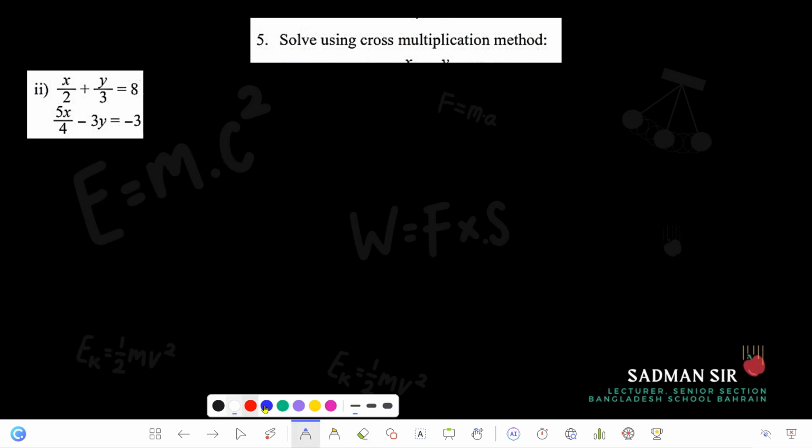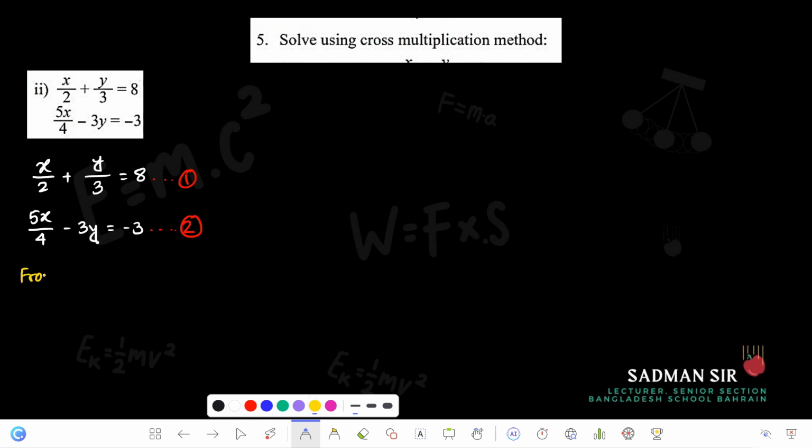Okay, we are going to discuss problem number 2 of question number 5. We are going to solve the equations for the value of x and y using the cross multiplication method. So we will start by writing the equations as they are. And you can see that they are in fraction form. Write the two equations as they are given and consider them equation number 1 and equation number 2.